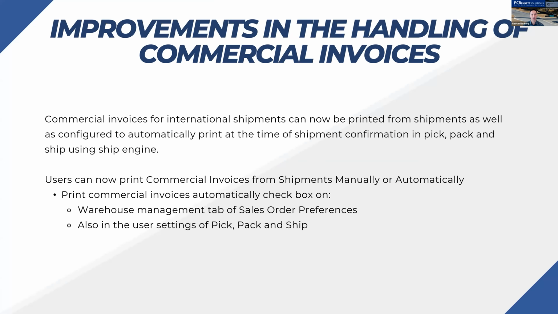So when we select the new print commercial invoices automatically checkbox on the warehouse management tab of the sales order preferences screen, and also in the user settings of the pick, pack, and ship screen, the commercial invoice for a shipment is printed automatically at the time the shipment is confirmed in pick, pack, and ship.